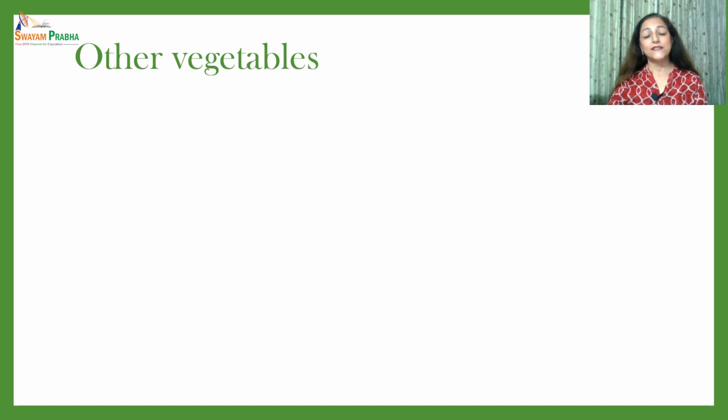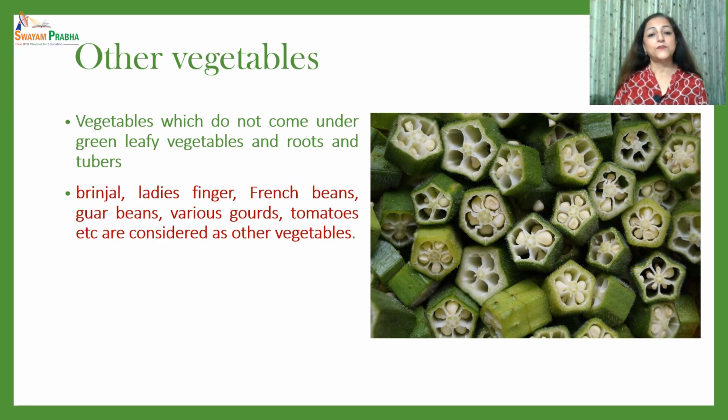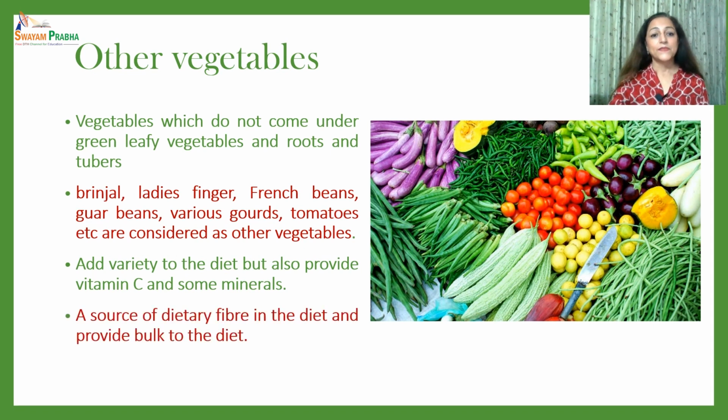Now let us talk about other vegetables. The vegetables which do not come under the green leafy vegetables and roots and tubers are categorized as other vegetables. These vegetables, like brinjal, ladyfinger, French beans, guar beans, various gourds, and tomatoes, are considered as other vegetables. They not only add to the variety in our diet, but they also provide vitamin C and some minerals. These vegetables are also a source of dietary fiber and they provide bulk to the diet.